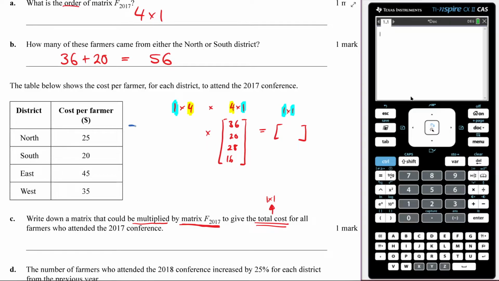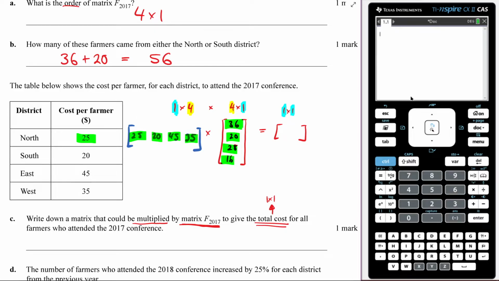Let me see if I can do that a bit higher up. And then I need to go 25, 20, 45, 35. And now, if I do that, I'm going to get my answer. Because remember, what's going to happen now, if I grab another color, I'm going to go 25 times 36. And that makes sense because it's $25 per person from the north, and I'm timesing it by how many people I have from the north. It's $20 per person from the south, and I'm timesing it by the 20 people from the south, and so on. So that's how we know that this works: I'm multiplying them all together, and then we're going to add them all up to get this.